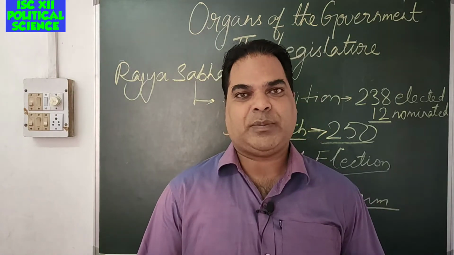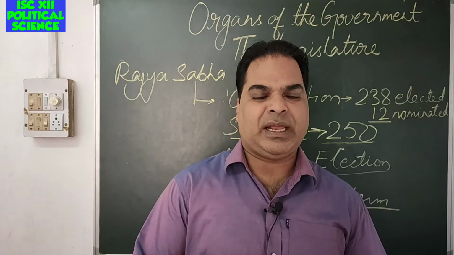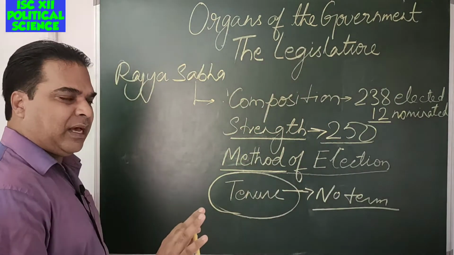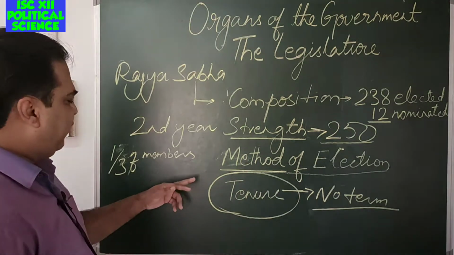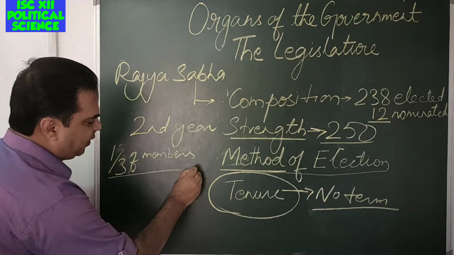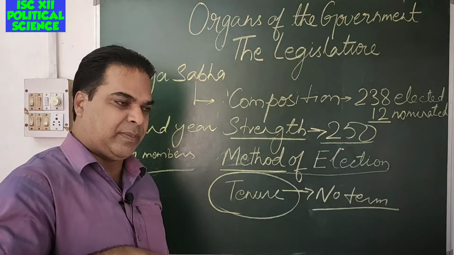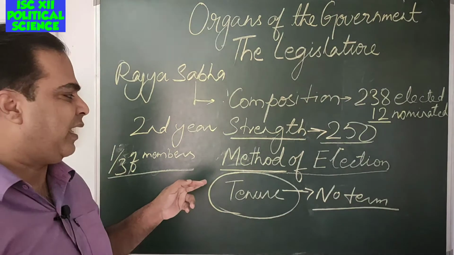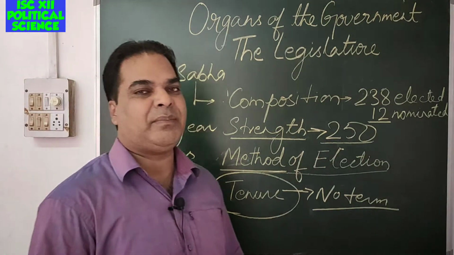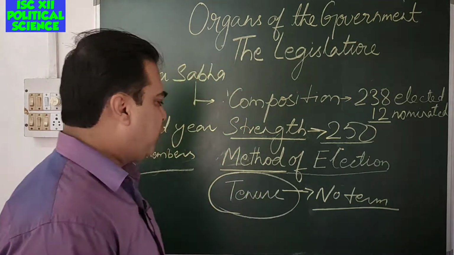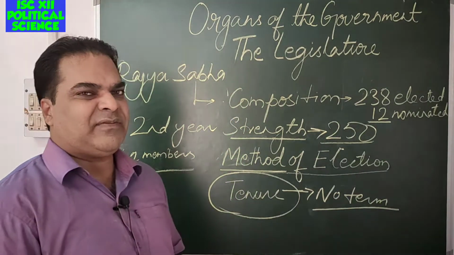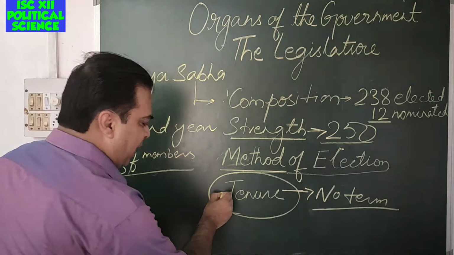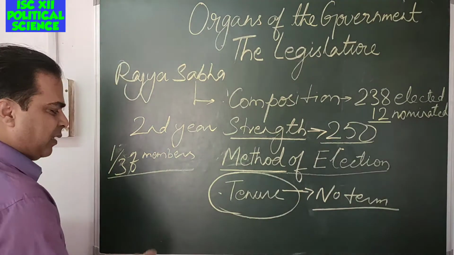Then what is the process? That does not mean once the members are elected, they'll continue throughout their life. It's not so. It is a permanent house, so now let me explain. Every second year, 1/3 of the members of Rajya Sabha retire. Total membership is 250, so 1/3 of the members retire every second year. But on what basis are the members retiring every second year? We can say that the term of a member of Rajya Sabha is 6 years.